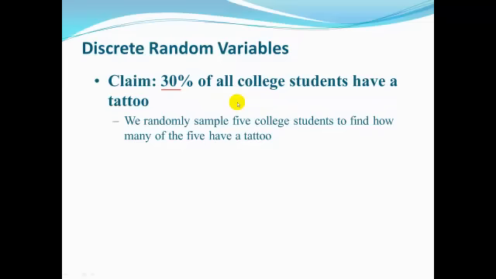For instance, if we took a sample of 5 college students and found that none had a tattoo, would that surprise us? How about if all 5 had a tattoo? Would that surprise us? And that's what we're building towards. How do we do the inferential statistics that we've talked about so far? And so here's what I want us to think about.